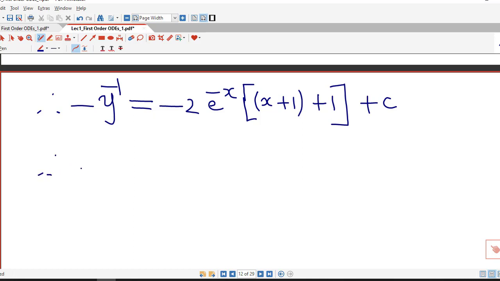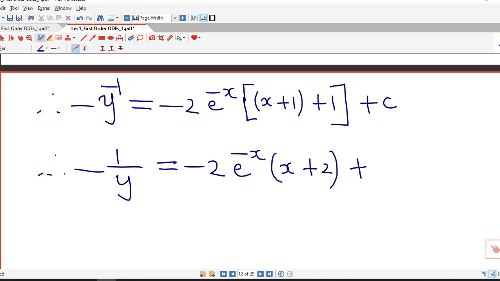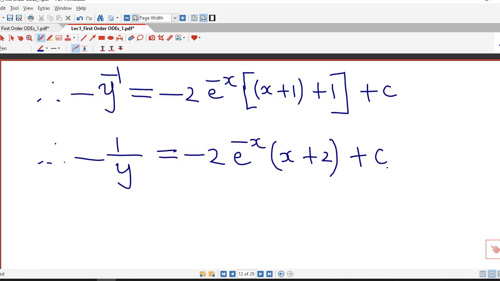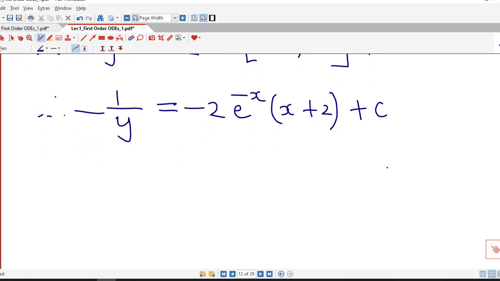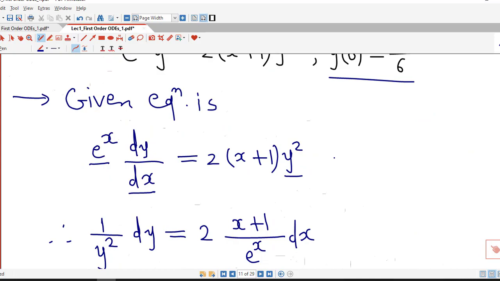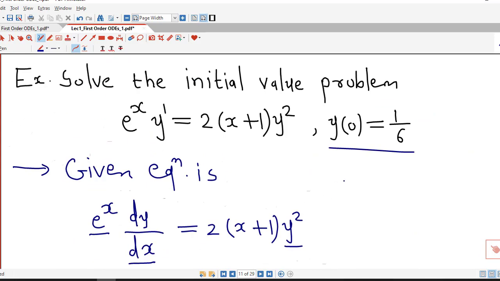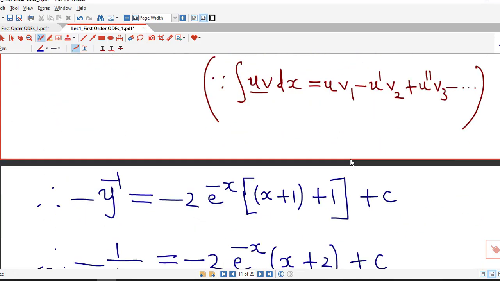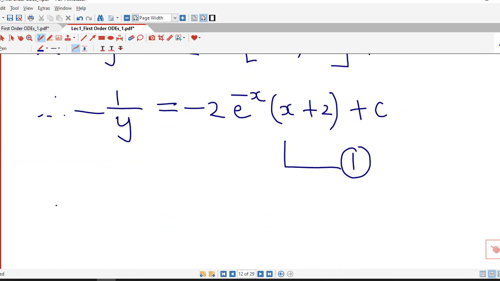So we can again rewrite this as minus 1 by y equal to minus 2 e raised to minus x times x plus 2, plus c. So this is the general solution. We give this number 1. Now we use the initial condition. The initial condition is y of 0 equal to 1 by 6. So we put x equal to 0 and y equal to 1 by 6.